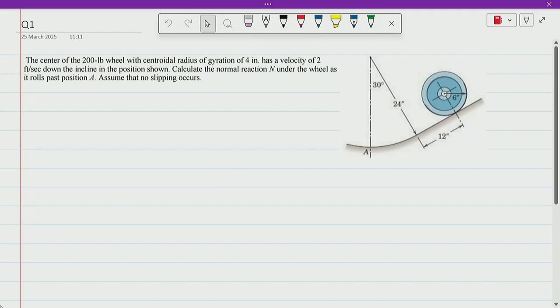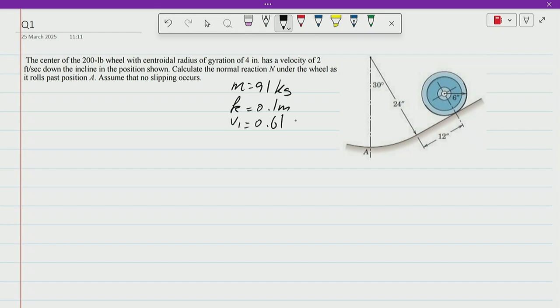Okay, so the problem is given in imperial units, but that's okay. We're just going to swap everything to metric right away. So m is equal to 91 kilograms. k, the radius of gyration, is 0.1 meter. Initial velocity is 0.61 meter per second. 24 inches becomes 0.61 meter.